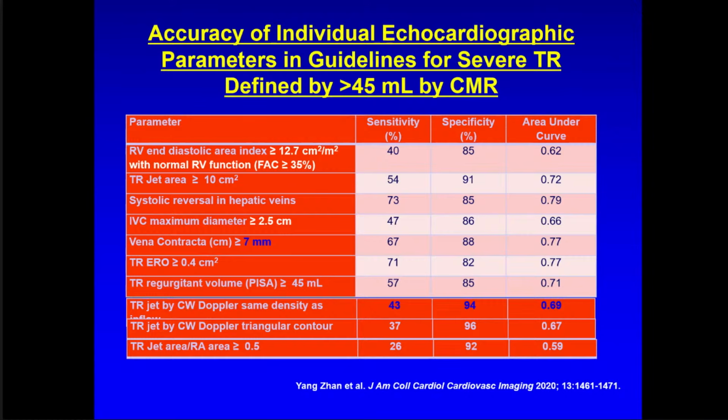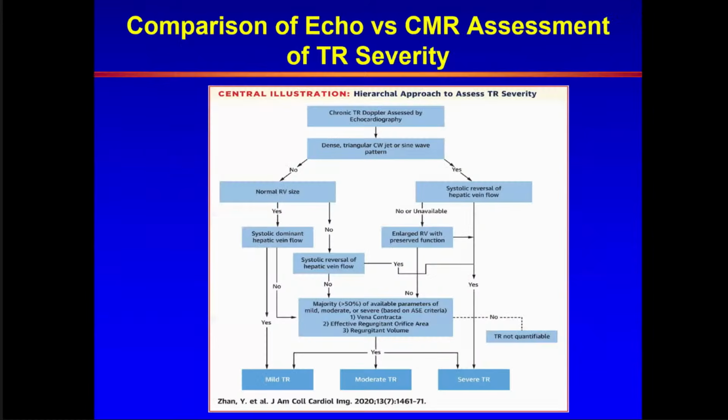Upper normal for RV end-diastolic area is 12.7 centimeters squared per meter squared for men. So we looked at a hierarchical approach to assess TR severity, and basically we looked for the more solid, so to speak, findings. For example, a dense triangular CW jet like the one I just showed you, or a sine wave appearance for that tricuspid inflow TR jet. If you see this and then you see systolic reversal of hepatic vein flow, that's the end.